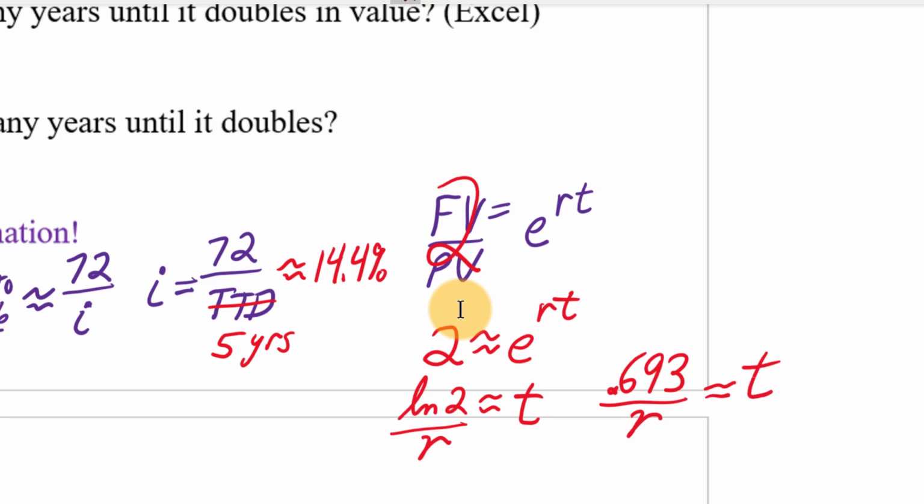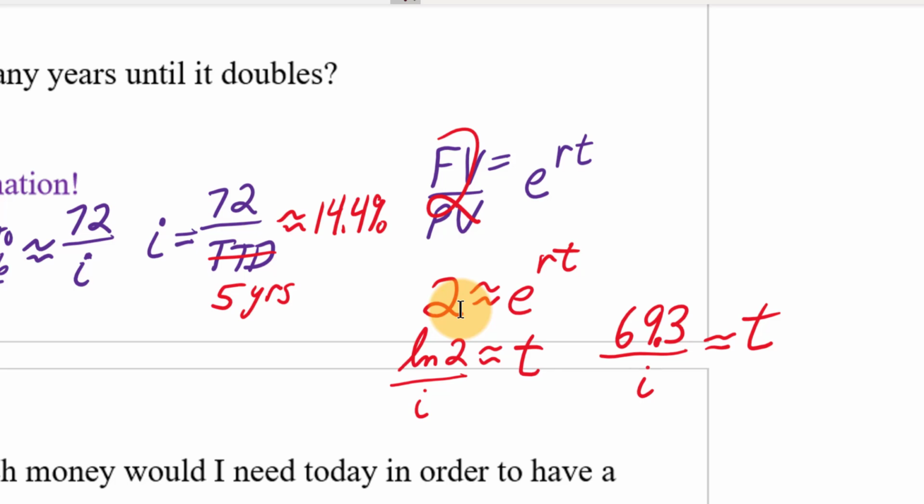0.693 divided by the interest rate equals t. And here, let me replace this r with I, right? Because what I want to do is multiply the top and the bottom by 100. And you can see what we'll end up with is 69.3 divided by I, which is the interest rate not in its decimal form, will give us the number of years. Now this 69.3 is pretty close to the 72 that's in the rule of 72, but it's a little smaller. So why 72? Why not 69.3?